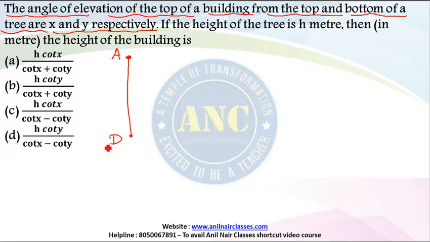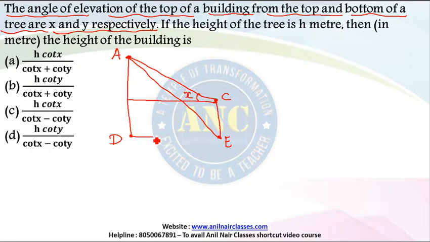If I call this building AD, the top of the building is A, and there is a tree. I will call this tree CE, and it is given in the question that from the top of the building, the angle of elevation of the top of the tree and the bottom of the tree are x degrees and y degrees respectively, right? This is what is given in the question.